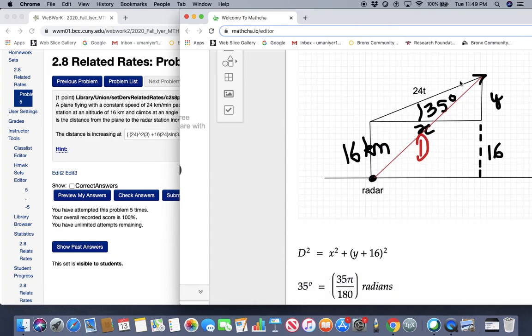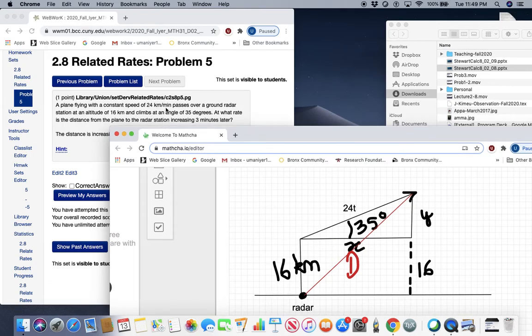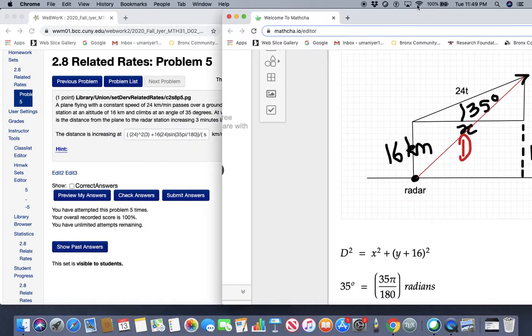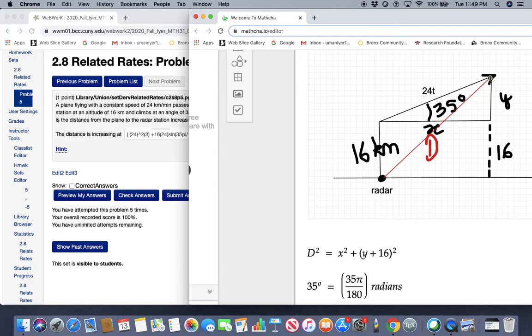So my plane is flying like that. Here is my radar station. So the problem starts, my plane is 16 kilometers above the radar station and it is going 24 kilometers per minute. So after t minutes, this distance is 24t. The angle the plane takes is 35 degrees. So that's the horizontal here. All right, so far so good.